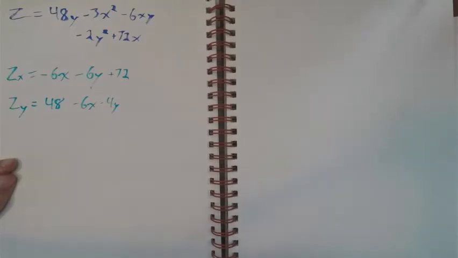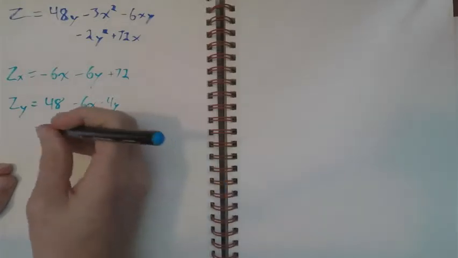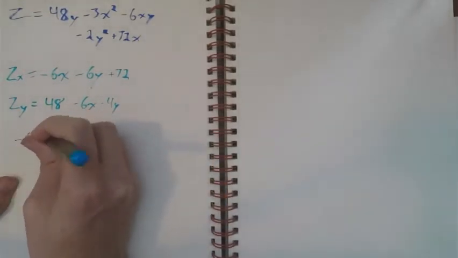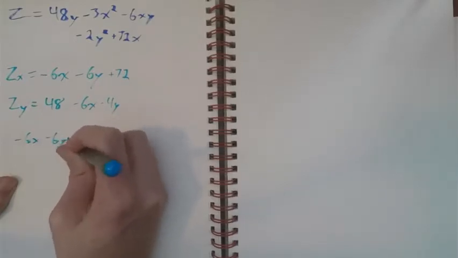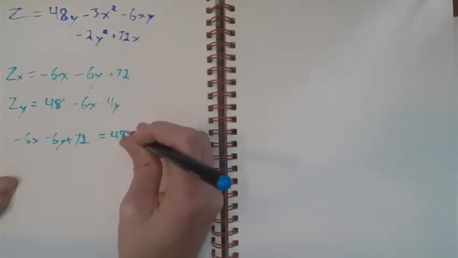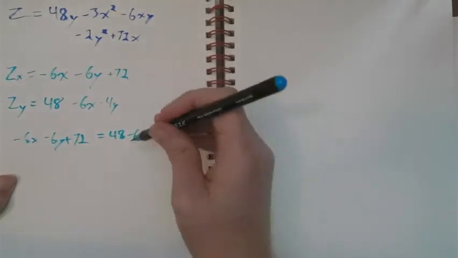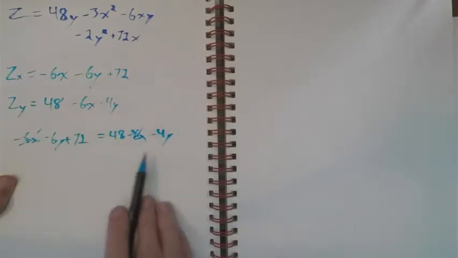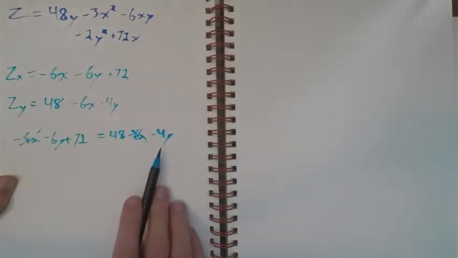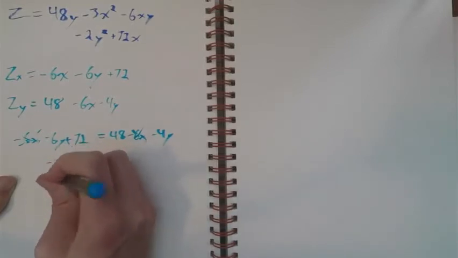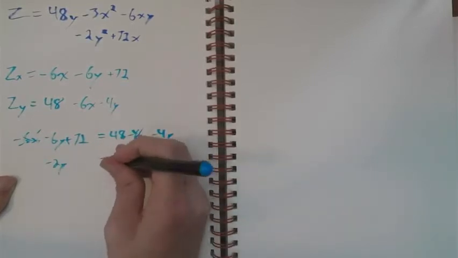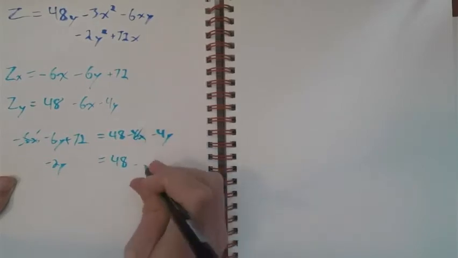Now, since we know that they're both equal to 0, let's see, how can I get rid of these? Those 6's would cancel. Yeah, so let's just set the two equations equal. So minus 6x minus 6y plus 72 equals 48 minus 6x minus 4y. Well, we add 6x to both sides. That cancels, and now we got something just in terms of y's. Let's add 4y. This becomes minus 2y. Let's subtract 72. This becomes 48 minus 72.